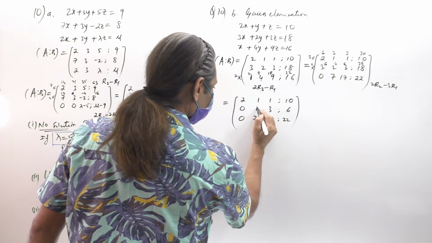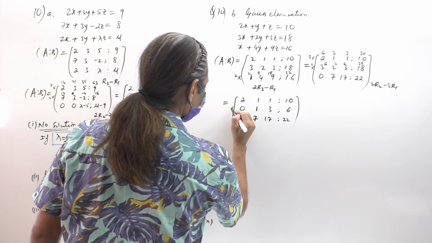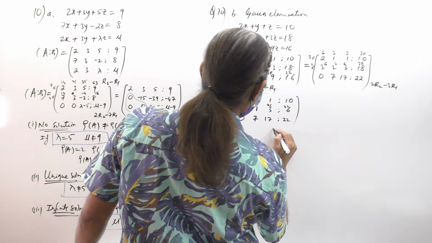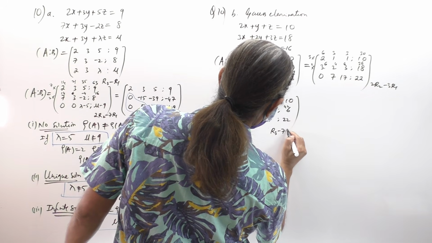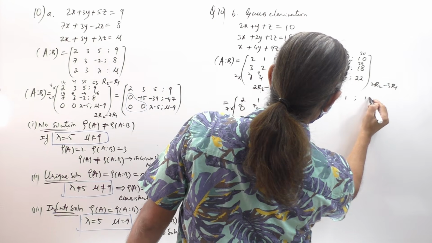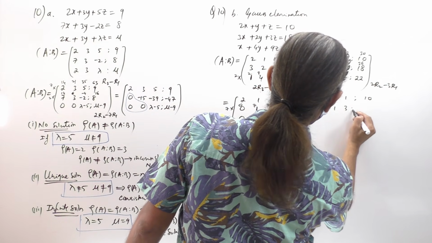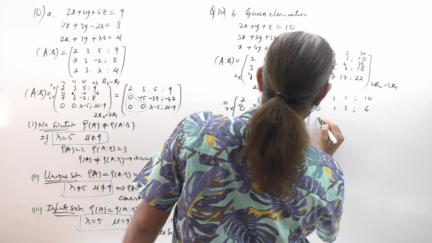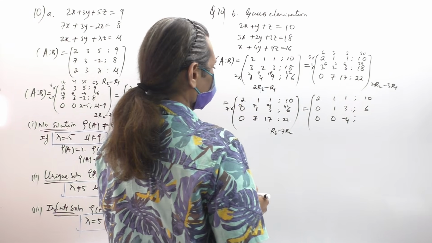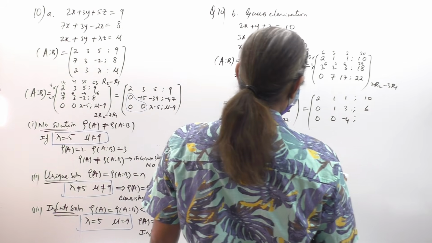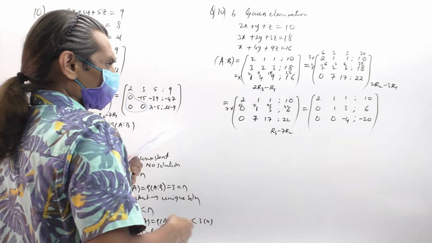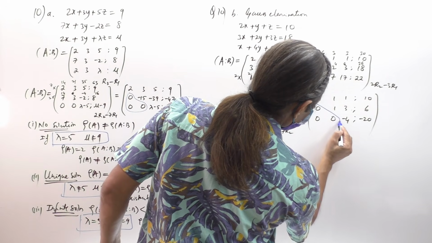Lastly, we need to make this 7 zero, making use of the 1, so simply multiply by 7 here, so 0, 7, 3 are 21, 7, 6 are 42. So R3 minus 7 R2. So this will be now 2, 1, 1, 10; 0, 1, 3, 6 and 0, 0, 17 minus 21 is minus 4 and 22 minus 42 is minus 20. That's all done. Okay. So the concept of Gauss elimination is below the principal diagonal make all the 0.